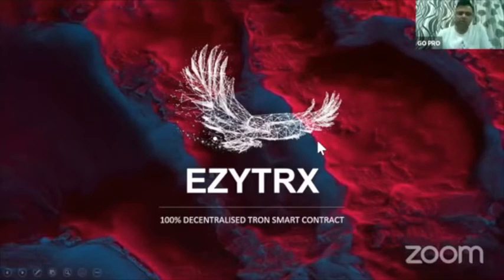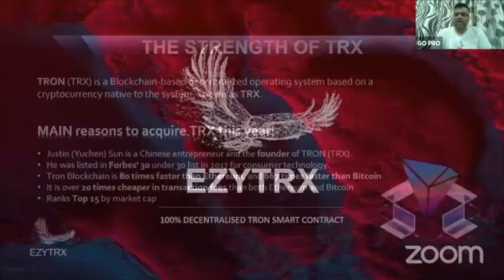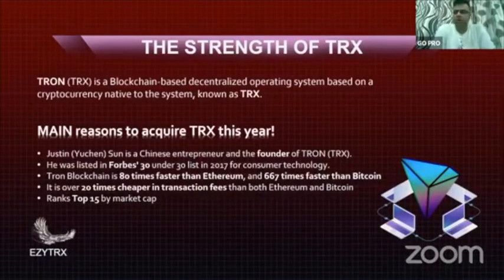So we're talking about a platform called EzyTrx. It's a 100% decentralized Tron smart contract. The strength of Tron, really, it's a blockchain that's decentralized. It's an operating system that launched about 4 to 5 years ago, and it's one of the leading currencies on the coin market cap. Just for your information, EzyTron does not have any association with TRX. It's simply a currency that is used as a method of payment, and we are actually using their technology of smart contract in order to build a safe and fair business for everybody.